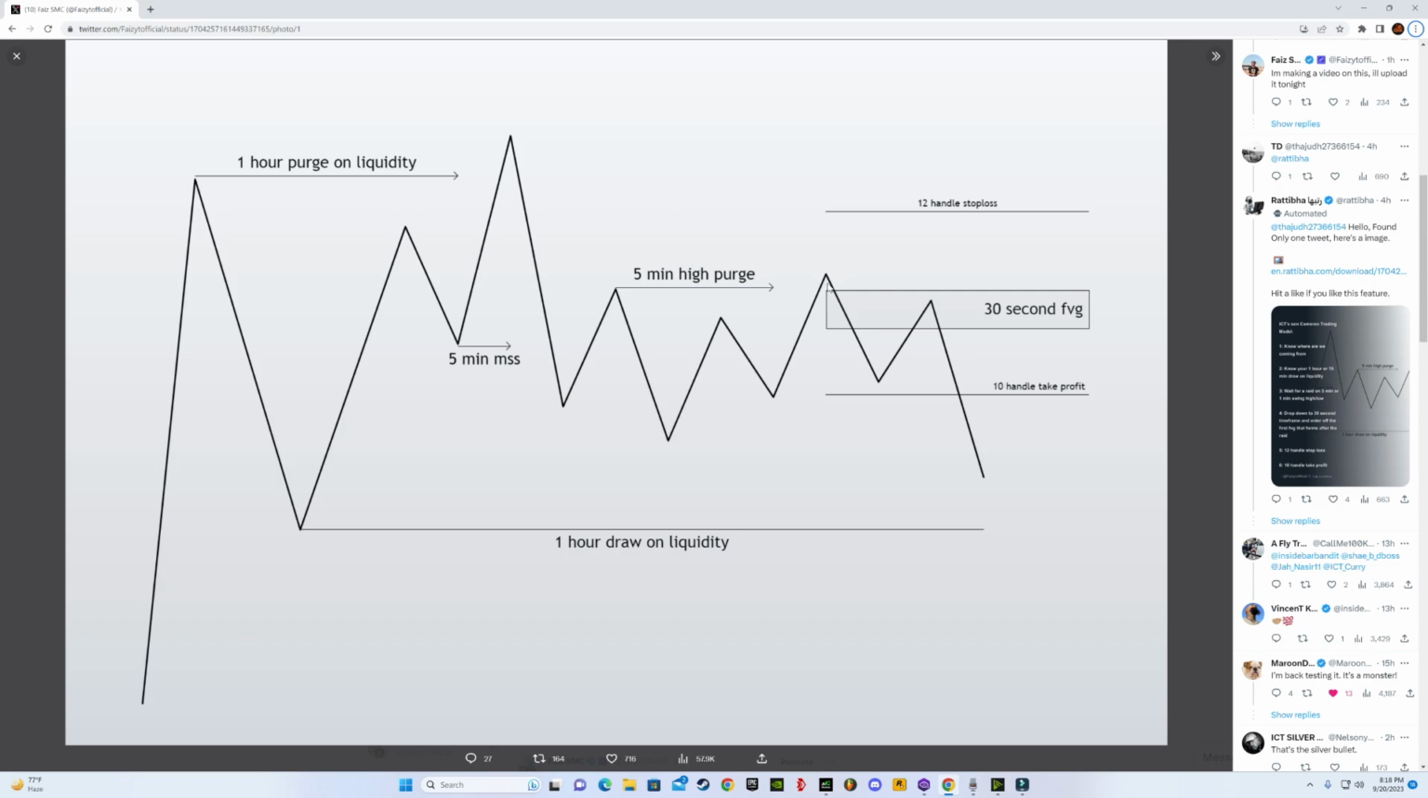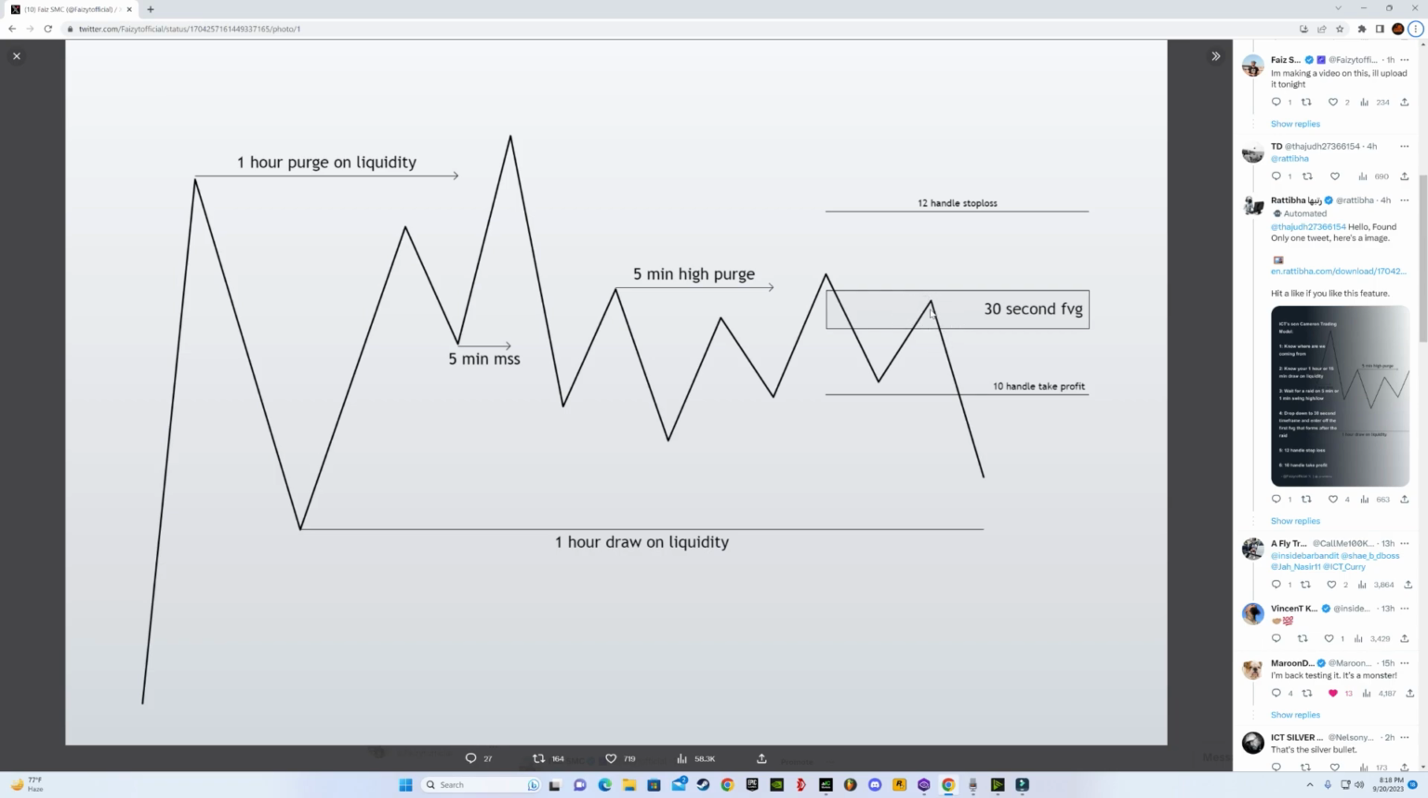As soon as price takes out on the 5-minute time frame the swing high, as soon as it goes above it, you just drop down to 30-second time frame. Look for price to create a 30-second fair value gap. No market structure shift is needed. And then you simply take your entry off that fair value gap.